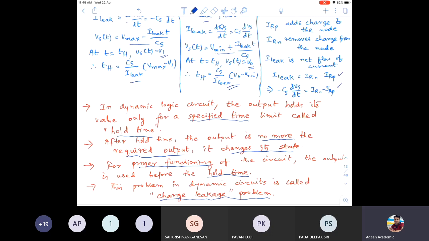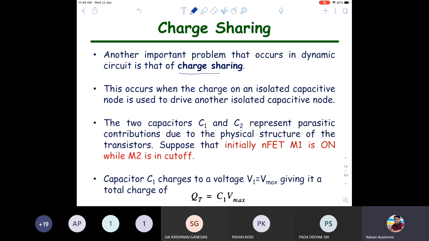So now we'll see the second problem, which we call charge sharing. Okay, another important problem that occurs in dynamic circuit is that of charge sharing. This occurs when the charge on an isolated capacitive node is used to drive another isolated capacitor. That means only one capacitor we have taken in the previous circuit.